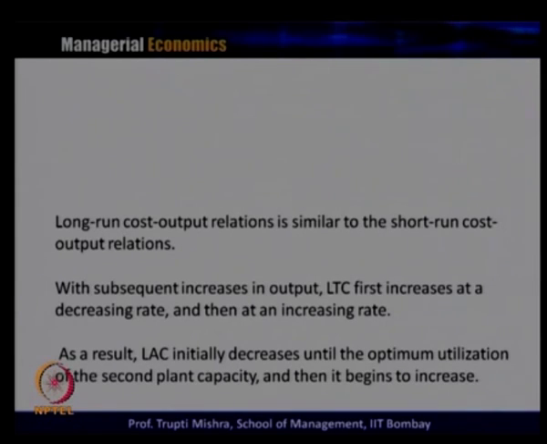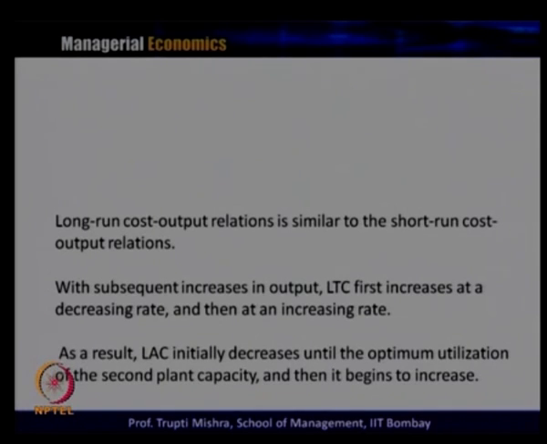So, as a result, when the long run total cost curve is increasing at a decreasing rate, the long run average cost curve initially decreases until the optimum utilization of the second plant capacity, and then it begins to increase.